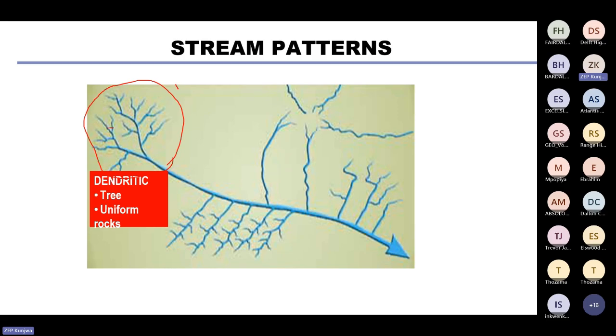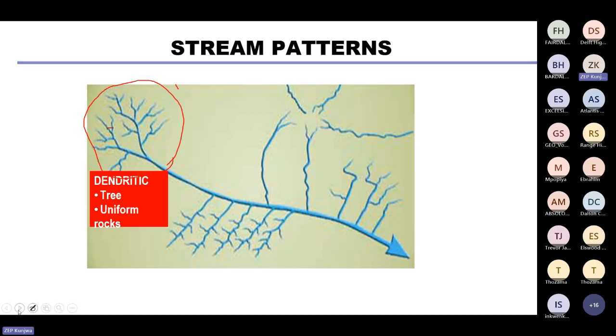Also, you find this pattern most of the time in the upper course. On the map, if you're looking at this on the map, you are going to see a lot of brown lines, which are the contour lines, in an area that has got very little vegetation most of the time. That is what you must expect from this pattern.